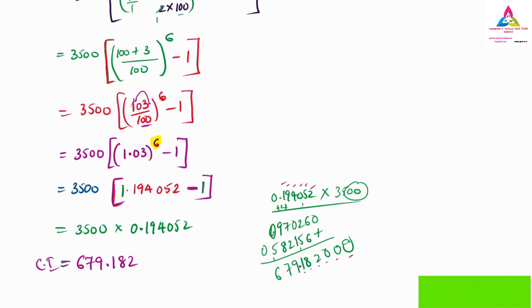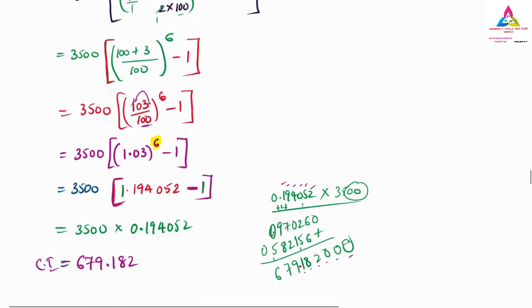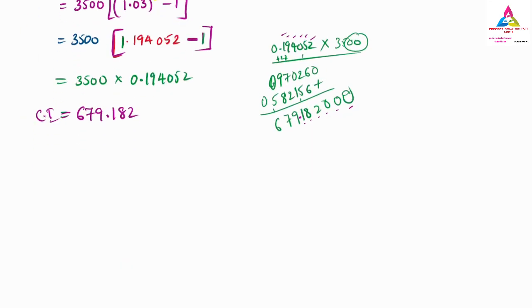The compound interest they have told you to find. So according to the question you can see, calculate the compound interest. So we have found the compound interest, that is nothing but 679.182. You can write it on. Compound interest is equal to rupees 679.182, is your final answer.